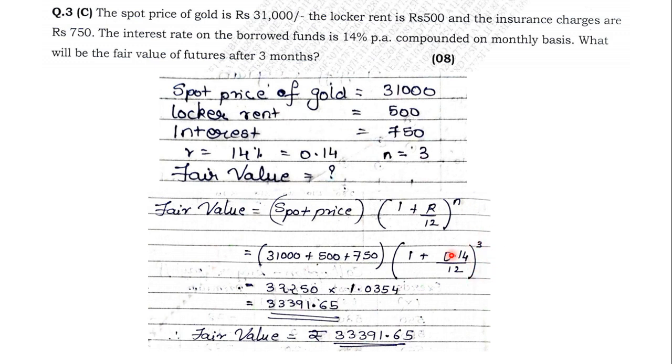So now how do you need to solve this? 0.14 divided by 12 plus 1. Whatever answer you get, take the cube of that. That comes to 1.0354. 31,000 plus 500 plus 750 is 32,250. Last step, 32,250 into 1.0354. We get the value as 33,391.65. Therefore, the fair value is equal to rupees 33,391.65.